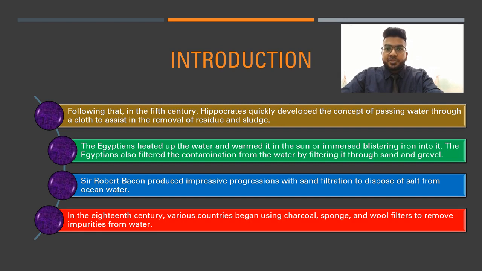Over the following few centuries, filtration methods changed very slightly until 1627, when Sir Robert Bacon produced impressive progression with sand filtration to dispose of salt from ocean water. In the 18th century, numerous countries started utilizing filters built from charcoal, sponge, and wool to remove contaminants in water. By the 20th century, technologically evolved nations had set up guidelines that set minimum standards of water quality.